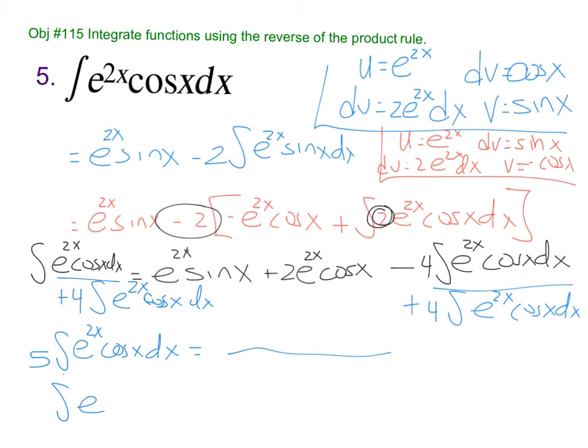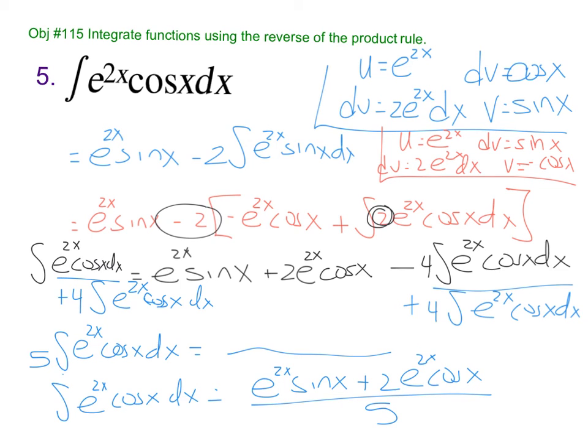So my final answer, the integral of e to the 2x cosine x dx equals, we end up with e to the 2x sine x plus 2e to the 2x cosine x all over 5, and then I'm going to throw in my plus c at the end. And that is your final answer.